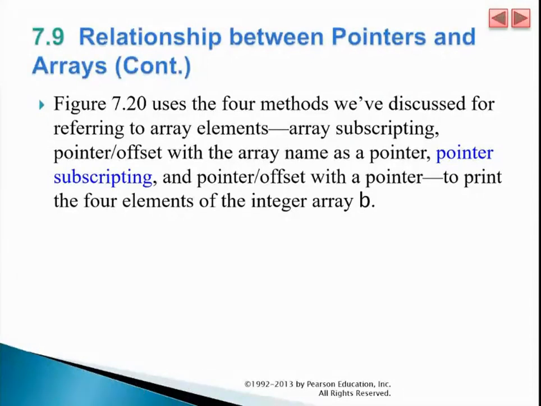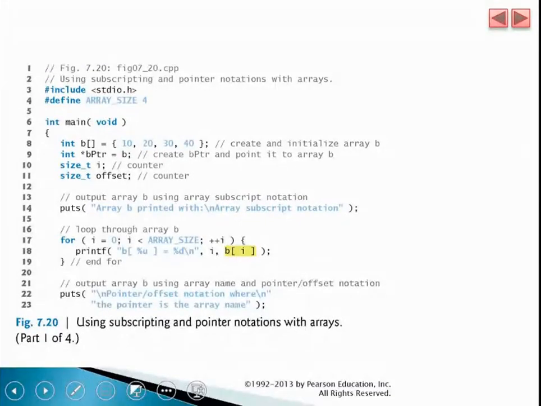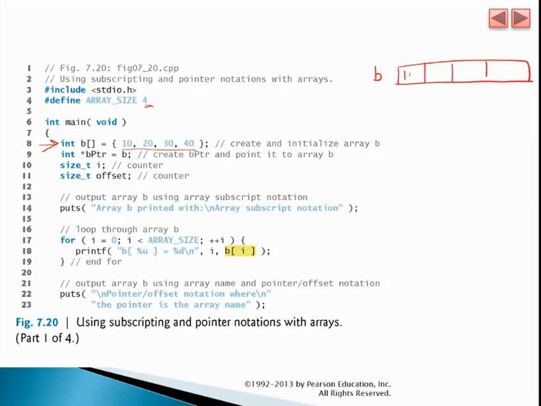Now, all these four methods, let's see an example. Through this program, we will have a look at all these four notations that we have seen till now. In this, I made a simple array of size 4, and these are the values that are stored. Then we make a pointer, B pointer, which points to this array. The diagram looks something like this. This is B, stored somewhere in the memory with these four elements, 10, 20, 30, and 40, and B pointer is pointing to this. This is the scenario.